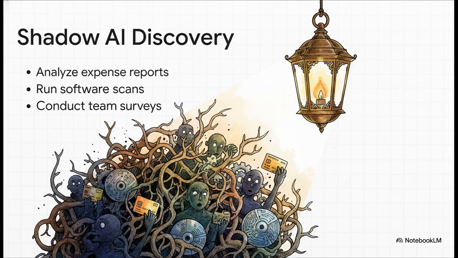So you might be wondering, how exactly do we shine a light on this shadow spend? Well, here's your tactical checklist. First, unleash your finance team to deeply analyze expense reports and corporate card statements. Have them specifically search for AI tool vendors. Second, partner up with IT to run software inventory scans across all managed corporate devices to see what applications are actually installed. And third, just ask. Conduct direct team surveys, asking employees to self-declare their undisclosed subscriptions. Basically, bring the whole shebang out into the open.